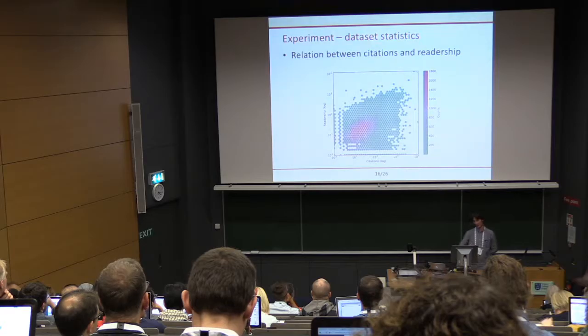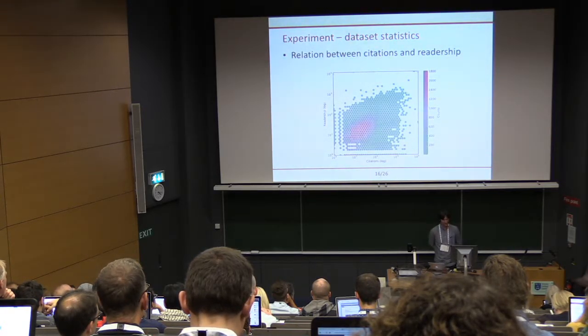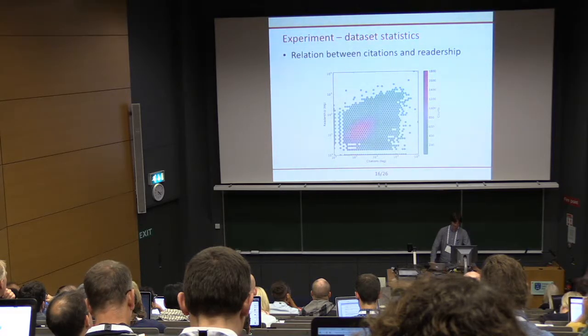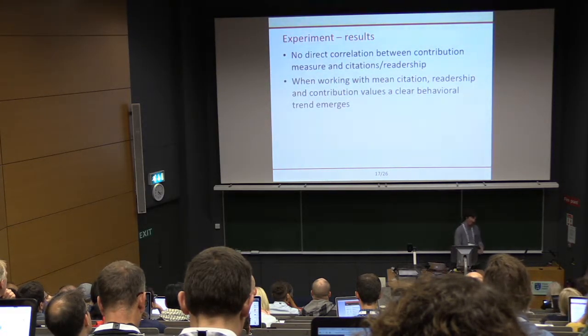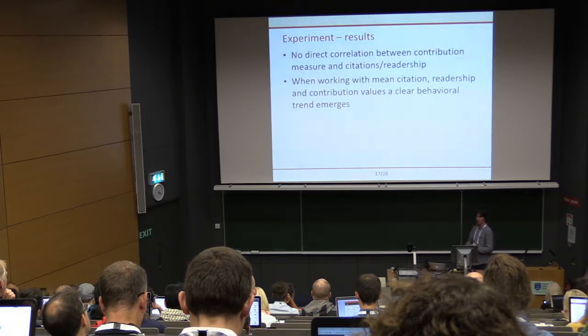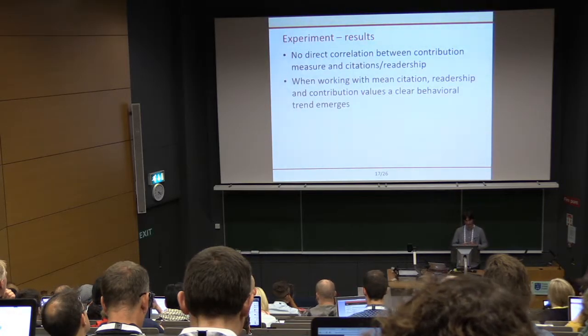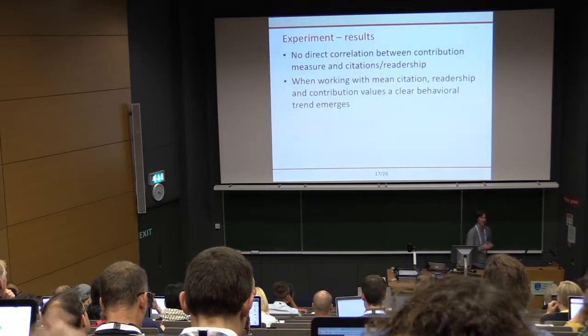Just to validate that the data set is representative, we also tried to capture the correlation between citations and readerships, and indeed that corresponds to what we expect. There is about a 0.3 correlation coefficient between citations and readership. However, we figured out that there was no direct correlation between the contribution measure, which we created, and citations or readership. That was a little bit of a disappointment from the start.